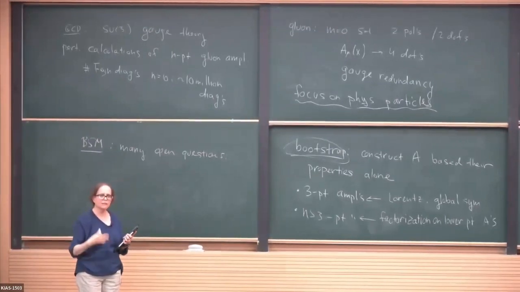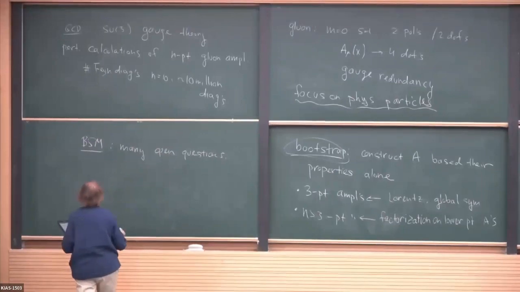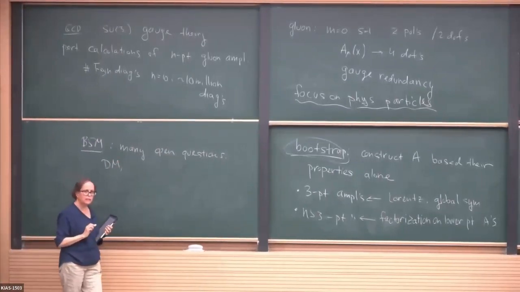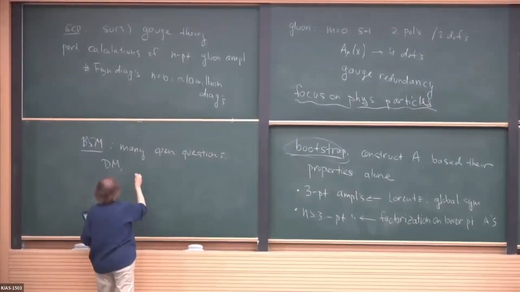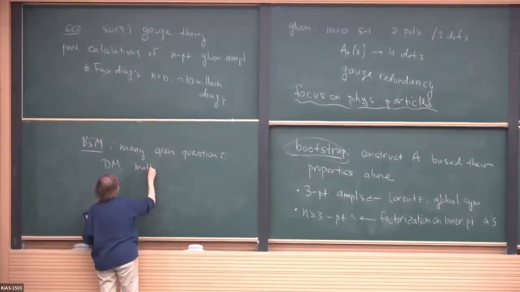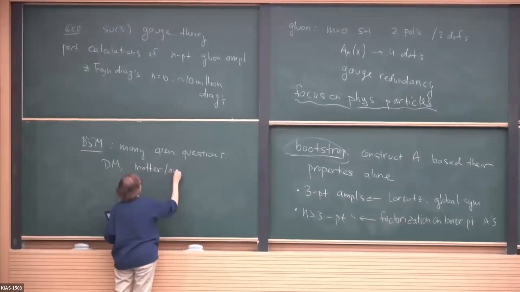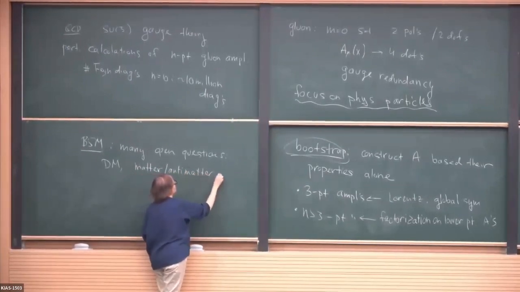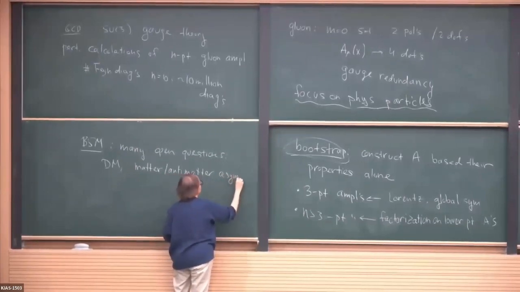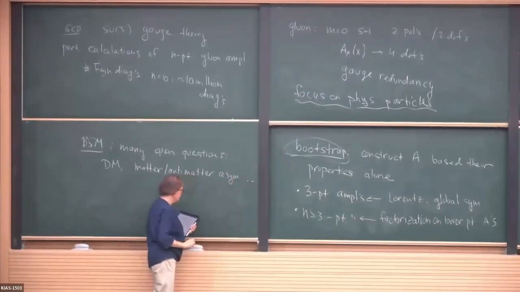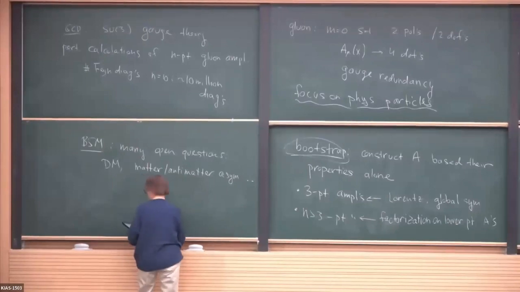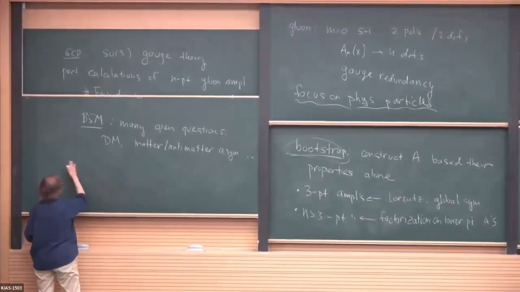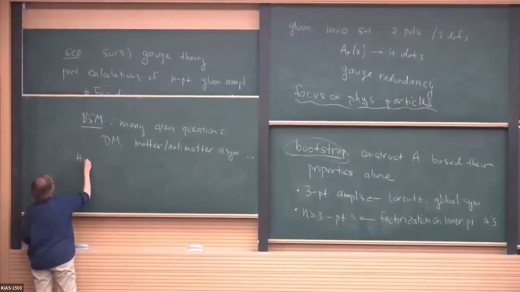And I'm not going to repeat the usual list, but of course, there's dark matter, which is the big elephant in the room. There's the matter-antimatter asymmetry. There are other things, but the thing I want to focus on is the Higgs mechanism.